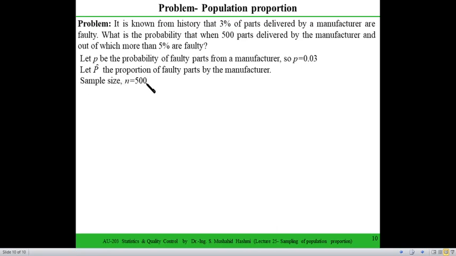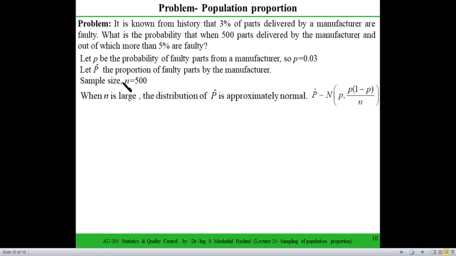And let's say we take a sample of 500 parts, so the sample proportion of the faulty parts would be represented by p cap. And as we know, when n is large, the distribution of the sample proportion would be normally distributed with this mean and this variance. So we just substitute the values here. Small p is 0.03, and 1 minus p would be 1 minus 0.03, and n is 500. So you get these two numbers for your sample proportion.